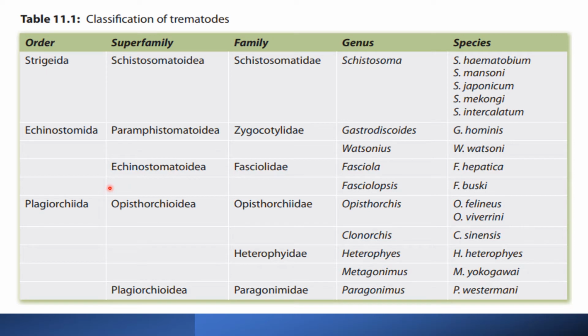Okay, for your Plagiorchiida, you have your Opisthorchioidea and your Opisthorchiidae family. We have your Opisthorchis felineus and viverrini, and we have your Clonorchis sinensis. And for the family Heterophyidae, we have your Heterophyes and Metagonimus. These two are heterophyid flukes.